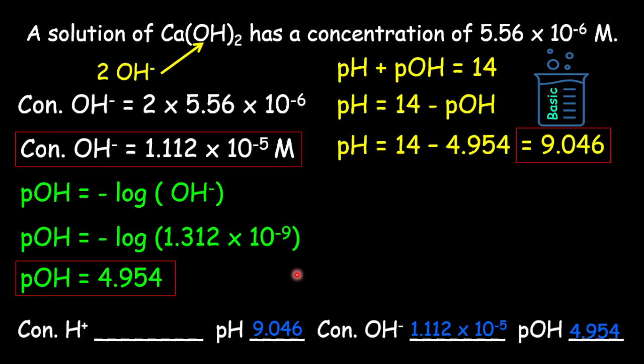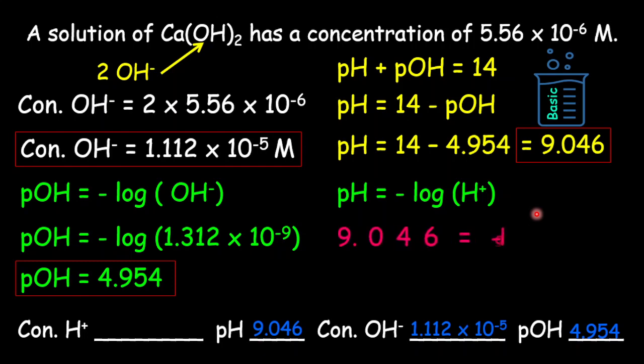Now let us quickly find our concentration of H+ ions, which is the reverse of finding the pH. Let's just use a formula. Our pH, remember, is equal to minus log multiplied by the concentration of H+ ions. Again, remember how to put this in a calculator to find the values. Because our pH value is 9.046, which is equal to the minus log multiplied by the concentration of H+ ions.